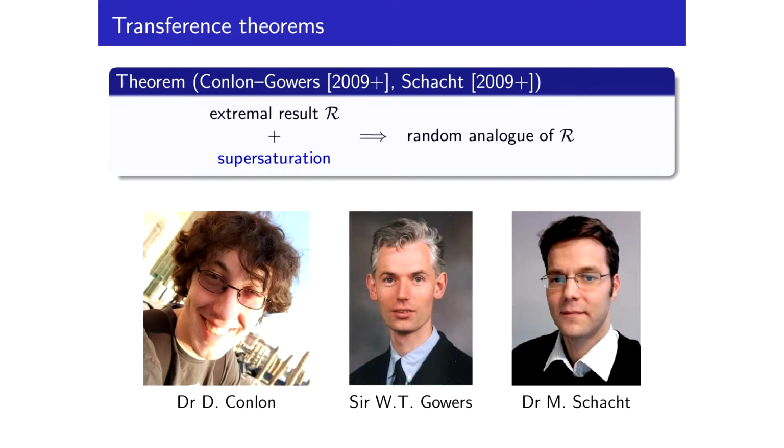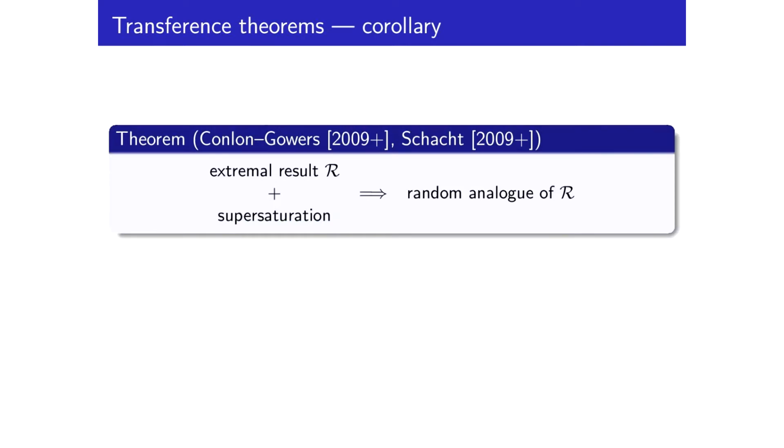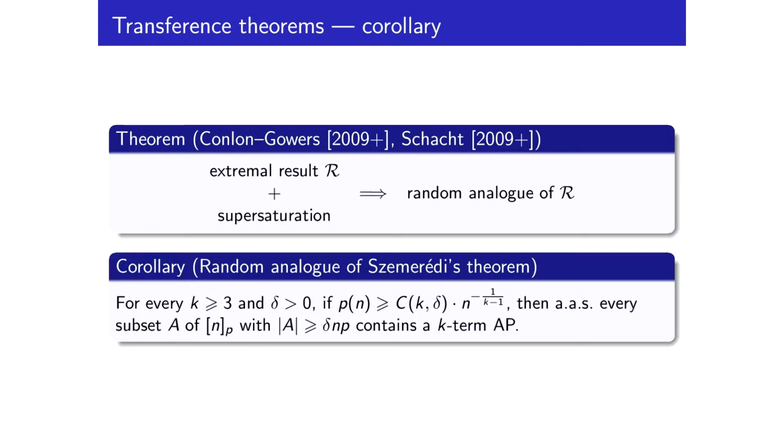So there was a breakthrough like 4 years ago, or now 5 years ago. Conlon, Gowers and Schacht proved some general transference theorems. So they proved that if there is some external result, like in our case the Szemerédi theorem, and there is some supersaturation result, like in our case this corollary's generalization, then the random analogue of the result holds. So, for example, they settled this random Szemerédi question.